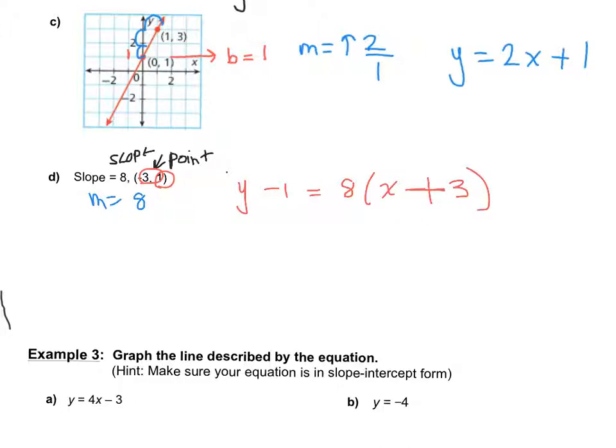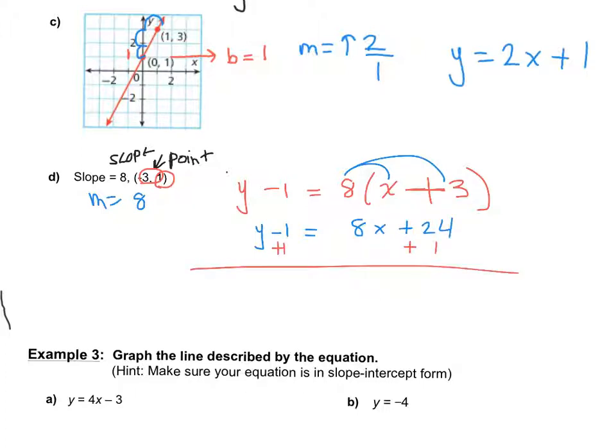They want it in point slope. So you just leave it like that and distribute and simplify. So y minus 1 is equal to 8x plus 24. Now you're going to add 1 to both sides, and you're going to get y equals 8x plus 25. That's your equation.